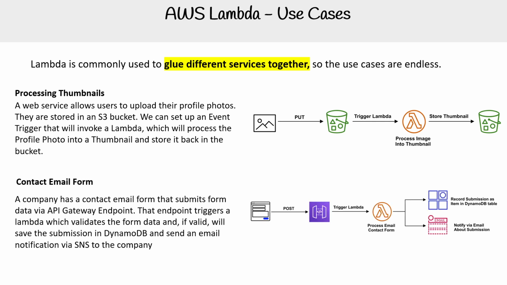Another thing you can do is utilize it as a contact form. So you have a website, you submit a request over to API Gateway. API Gateway points to a Lambda. The Lambda processes it and will insert it into a DynamoDB database and then send an SNS notification saying that an email has been received, so you better go take a look at it.